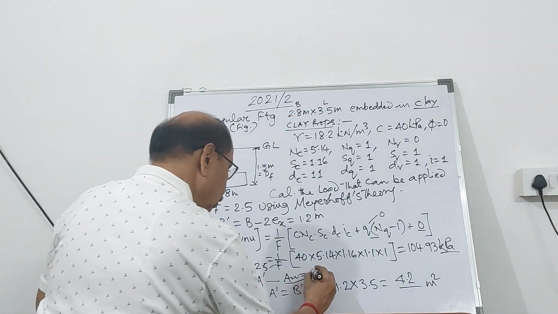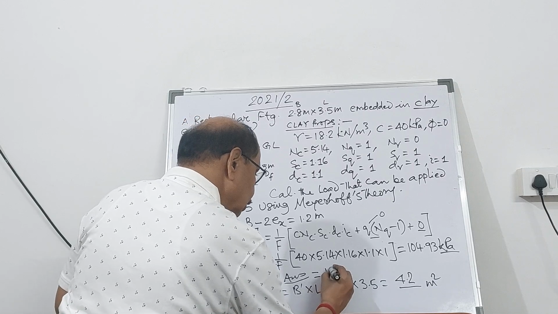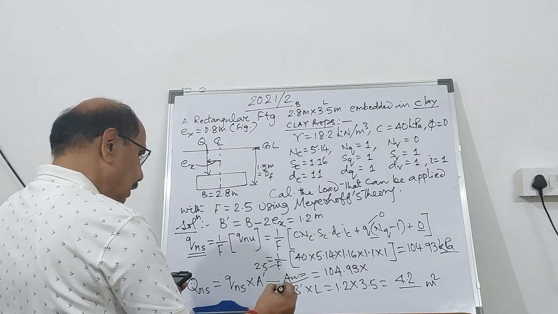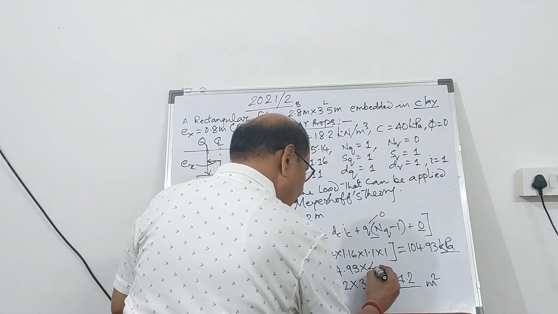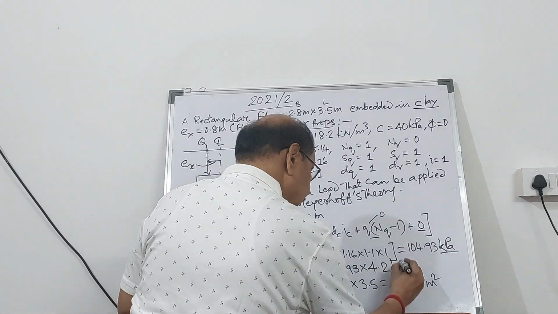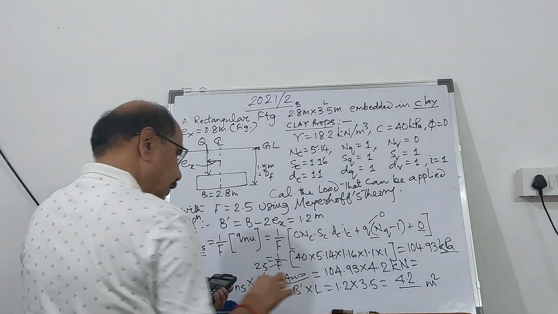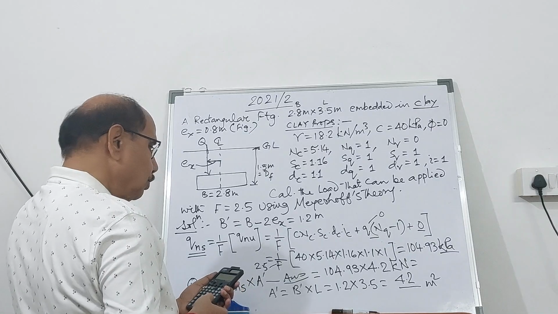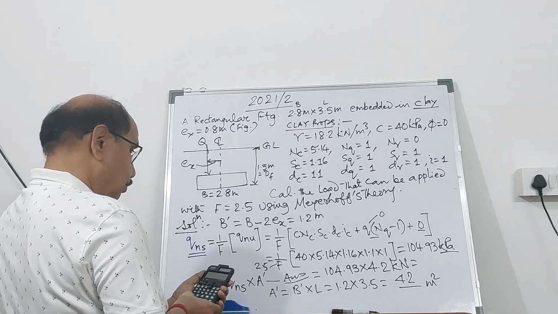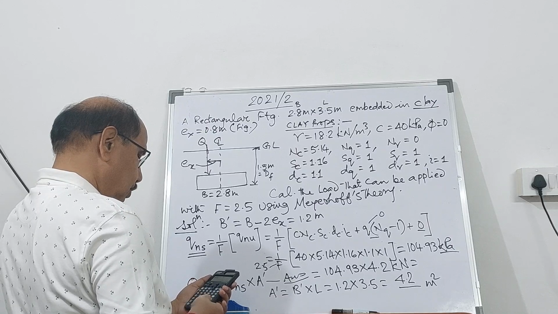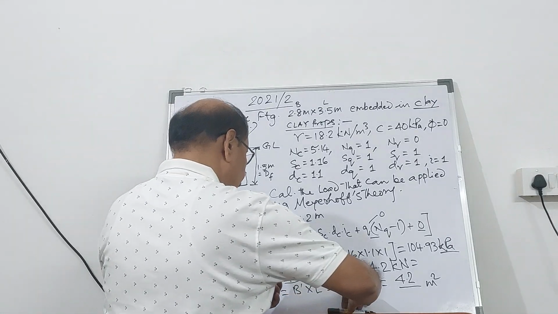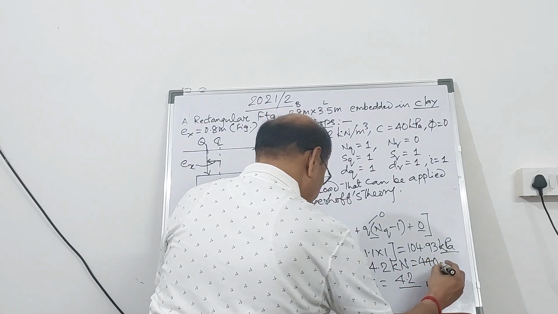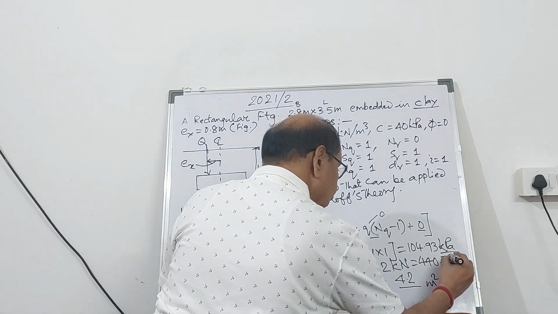So Q net safe will be 104.93 multiplied by the corrected area, 4.2, in kilonewton. So if I calculate it, 4.2 into 104.93, the answer is 440.706 kilonewton.